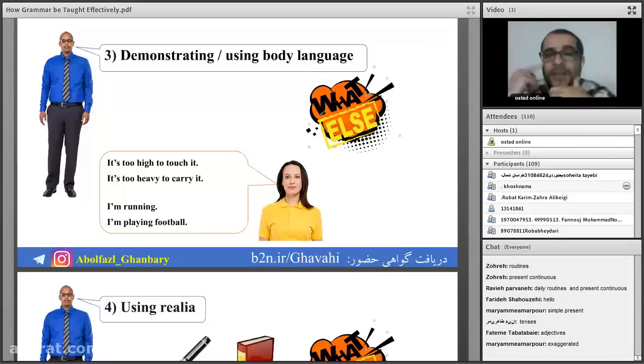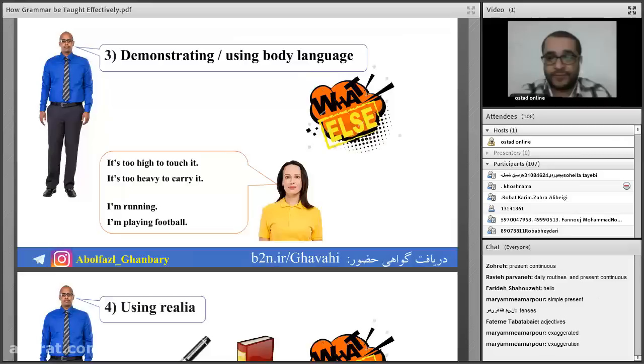Look at the roof. Yeah, it's too high. Yeah, it is too high for me. Can I touch it? No, because it is too high for me. Look, it is too high for me to touch it.